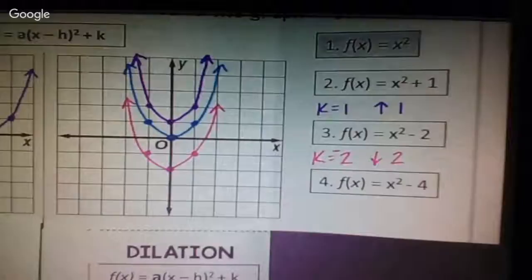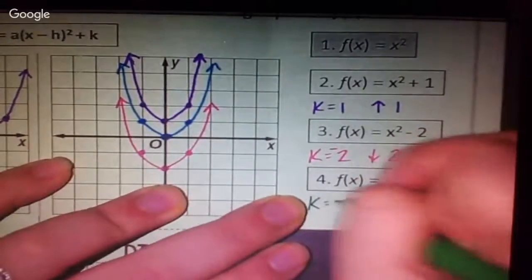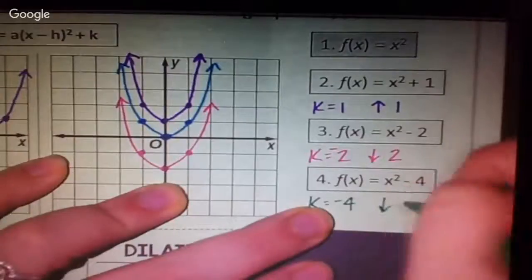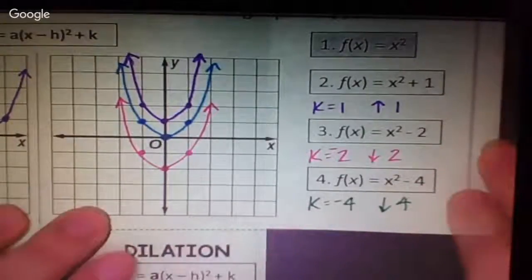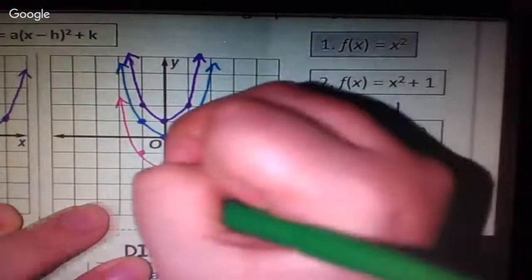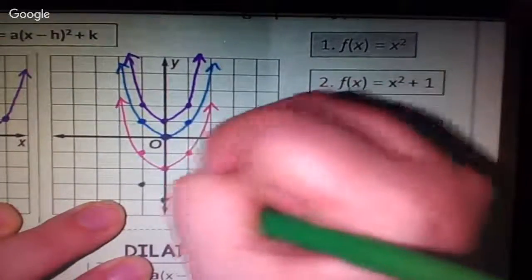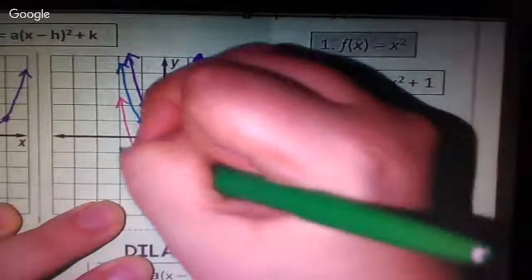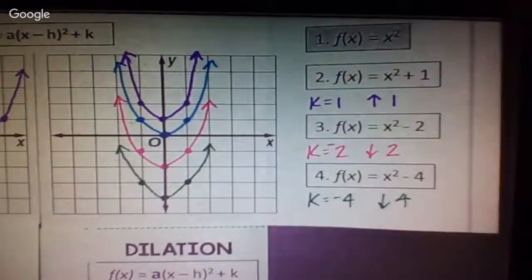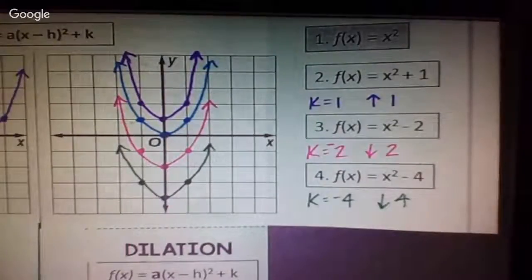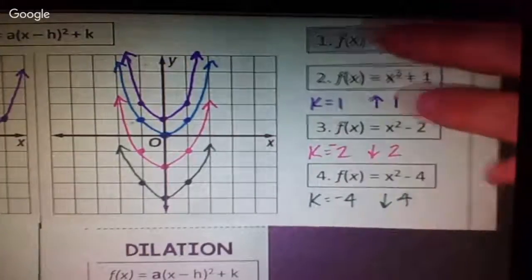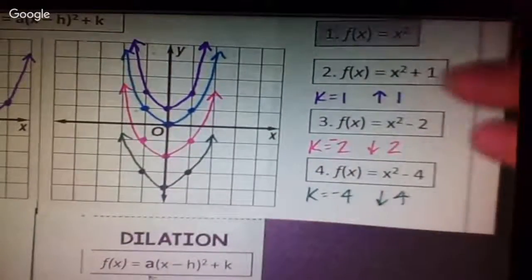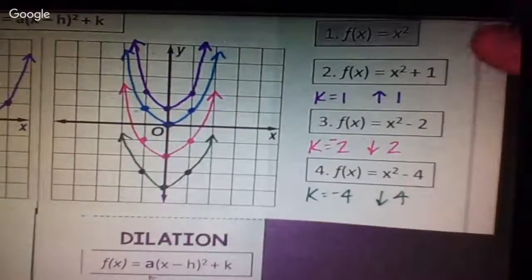Brandon, if my last one is x squared minus 4, how is my graph moving? Down by 4. Fantastic. My k value is negative 4. So that means I move down by 4. So this graph should be down here. Question. We good with horizontal and vertical translations?